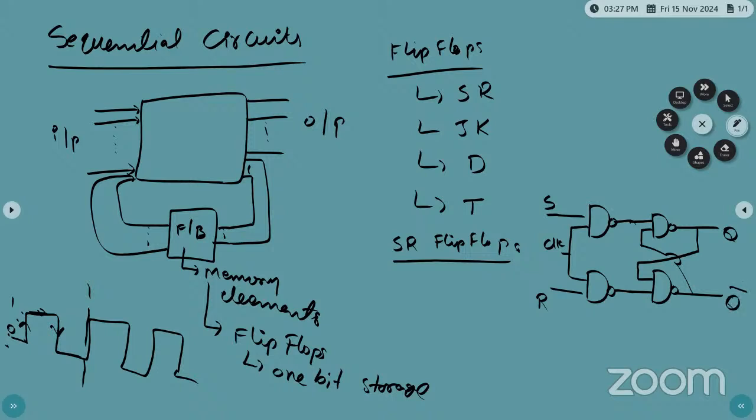the flip-flop has 2 inputs, S and R, where S stands for set and R stands for reset. Set means 1, reset means 0. Resetting means making the circuit 0, and setting means applying 1.